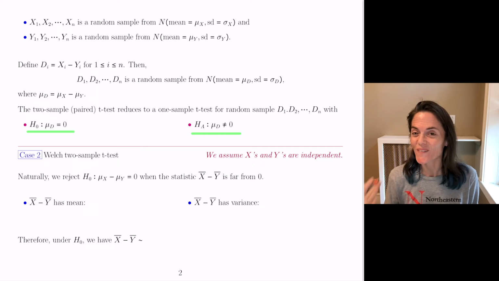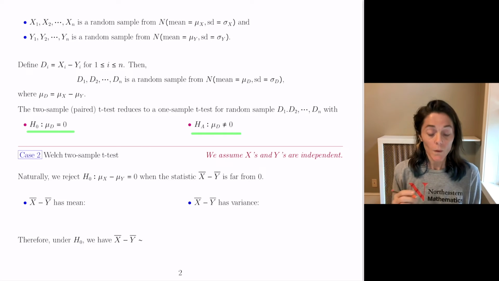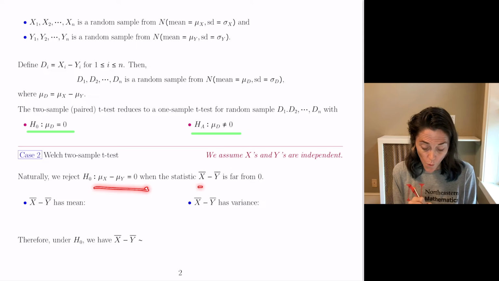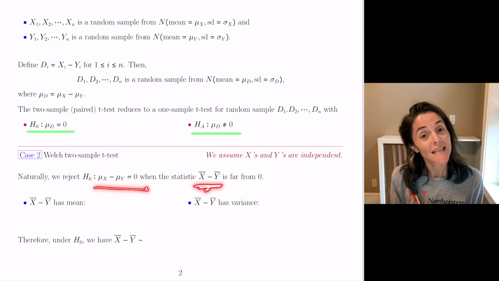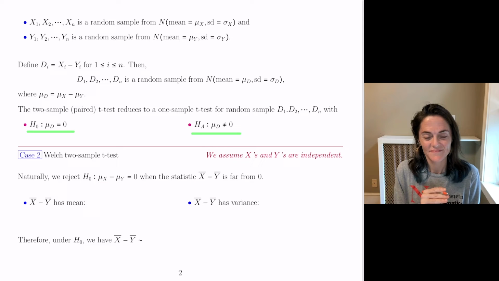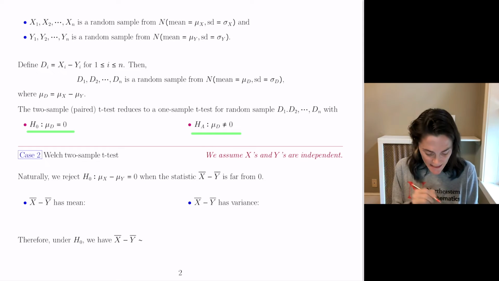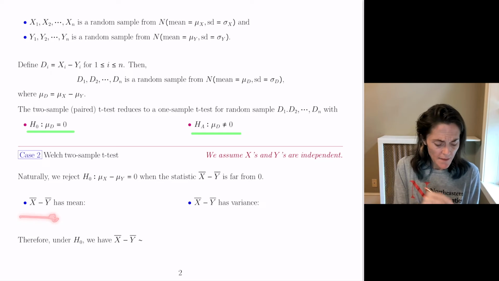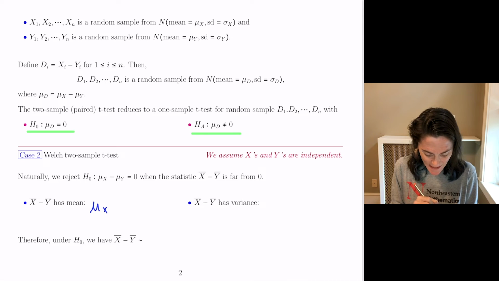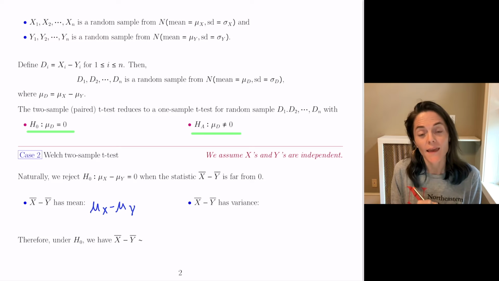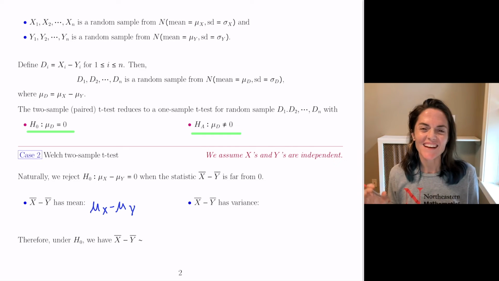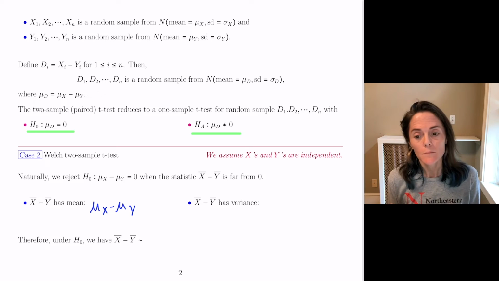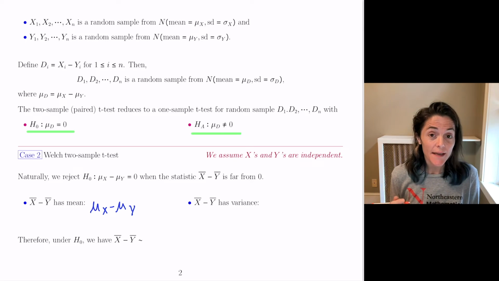Now, let's think for a moment here. Naturally, we would reject this null hypothesis when this statistic, sample mean of x minus sample mean of y, is far from 0. Well, this random variable, x bar minus y bar, will have mean mu x minus mu y. Just thinking linear combination of the random variable x bar and the random variable y bar. Moreover, what is the variance?